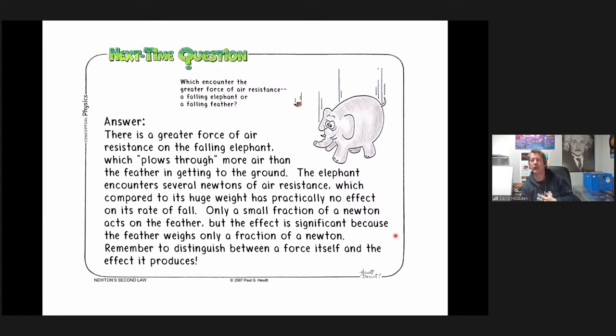The elephant encounters several newtons of air resistance, which compared to its huge weight has practically no effect. We don't notice it. Only a small fraction of a newton acts on the feather, but the effect is significant because the feather only weighs a fraction of a newton.